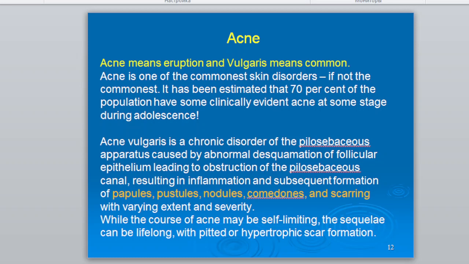Acne vulgaris is a chronic disorder of the pilosebaceous apparatus caused by abnormal desquamation of follicular epithelium, leading to obstruction of the pilosebaceous canal, resulting in inflammation and subsequent formation of papules, pustules, nodules, comedones, and scarring with varying extent and severity. While the course of acne may be self-limiting, the sequelae can be lifelong with pitted or hypertrophic scar formation.